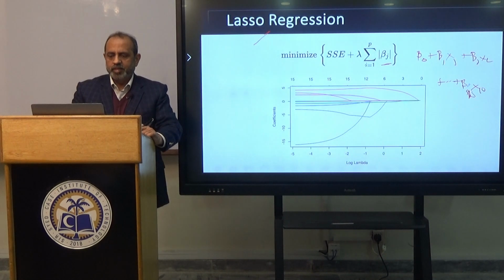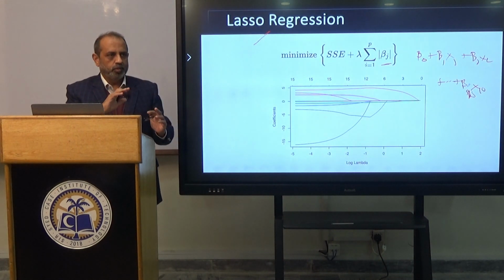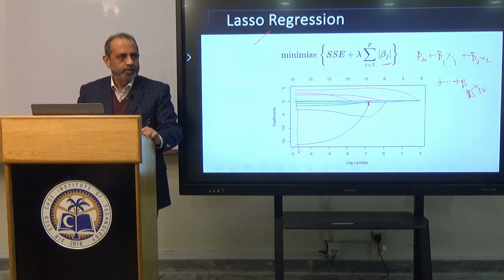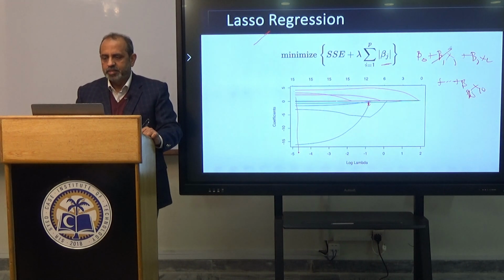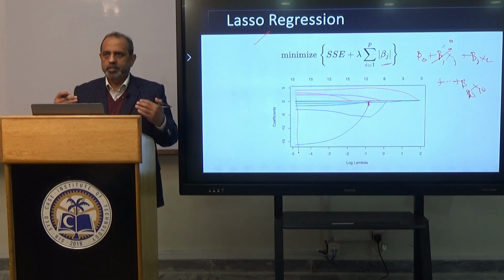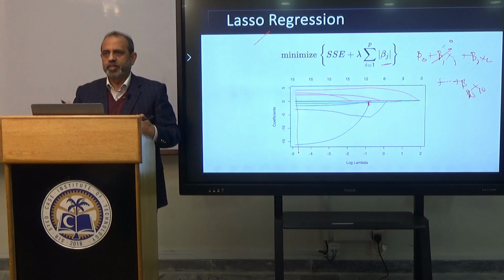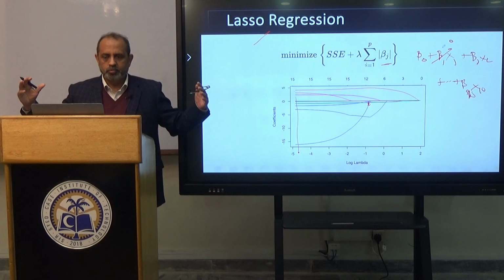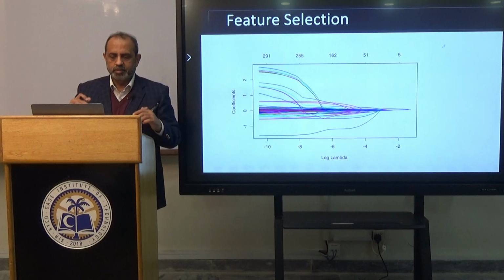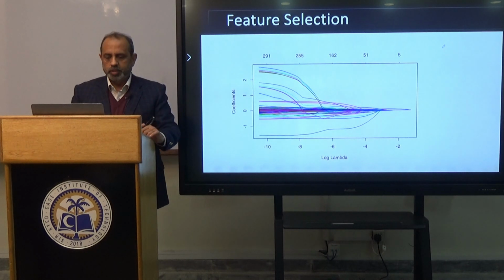But lasso, if there is a feature which is not really helping you out, will just make its beta equal to 0. These are different betas. Let's say beta 1 is 0. It means x1 is not really contributing anything to the regression, so I'll just remove it. So you can also do a feature reduction by having this regularization. The lasso regularization will help you to reduce, so it also does feature selection.